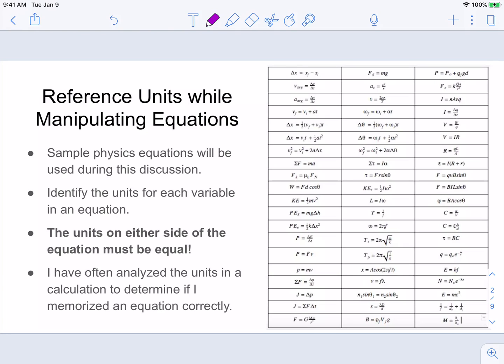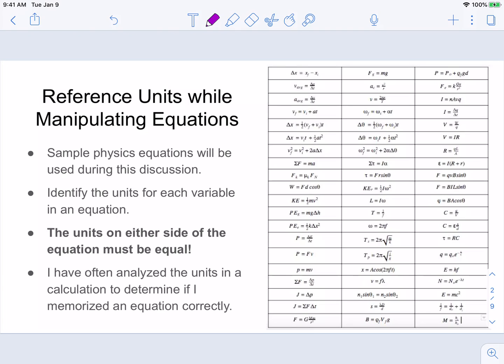As a teacher in the past, I've also given students random made-up equations and said, hey, does this equation make sense? Is this even possible to be valid? And they had to take a look at the units on the left-hand side of the equation and the right-hand side of the equation and see if they were equivalent. Because if they weren't, there's no way that could be a logical equation.